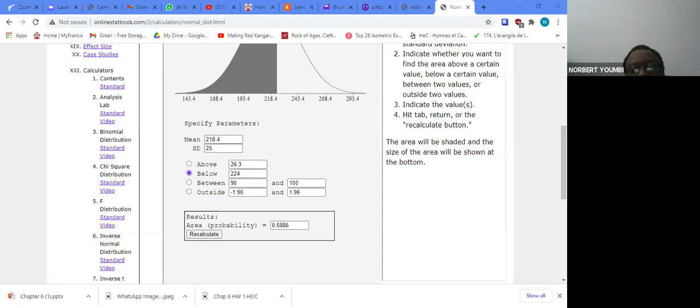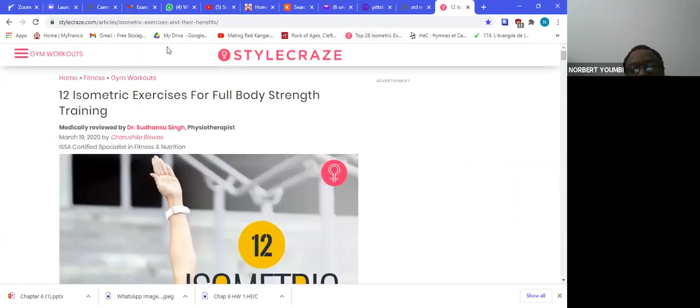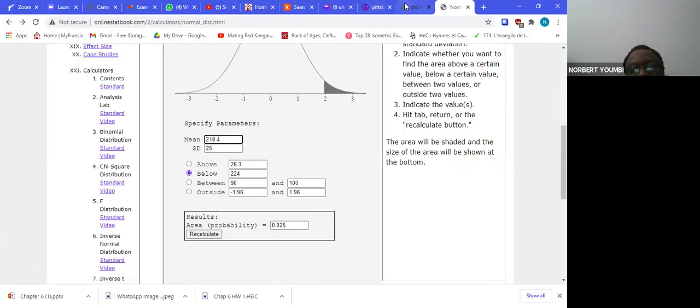The standard deviation is now 3.95. Let's go back to our Google calculator. For the same question, what is going to change here is the standard deviation. The standard deviation is no more 25, it is 3.95. And we have the same question, and the probability is now 0.92.